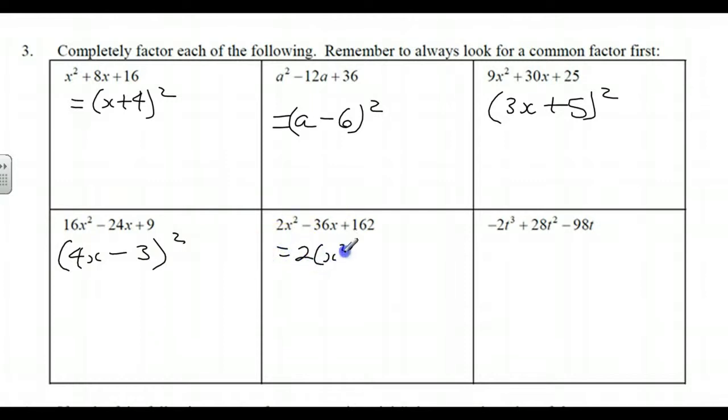Common factor of 2, x squared minus 18x plus 81. x minus 9 squared. Square root of x squared is x. Square root of 81 is 9. 9x doubled is 18x.